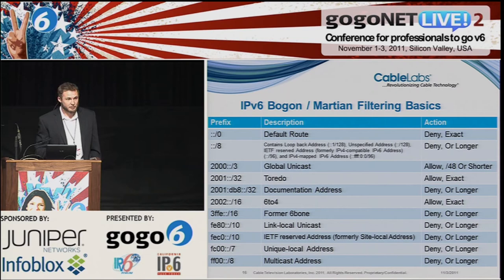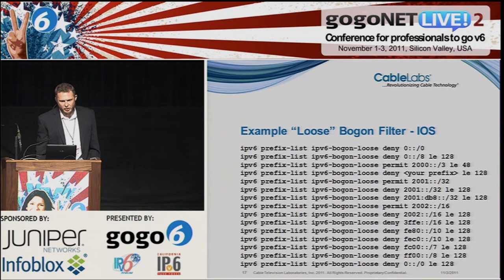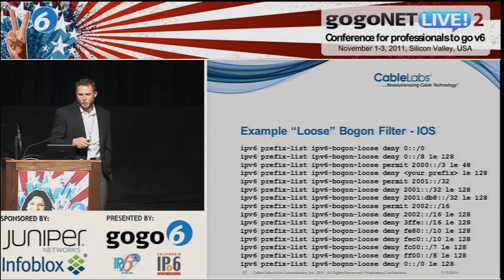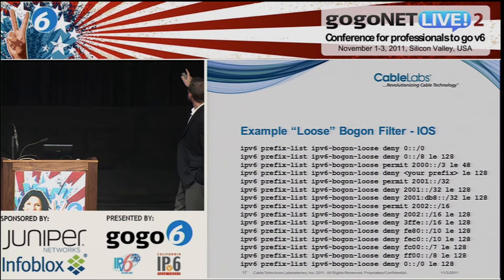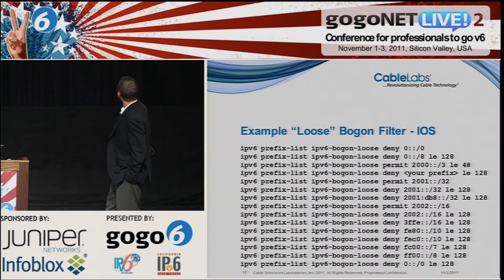And again, I put together a quick example of what I call a loose bogon filter for IOS. It's basically just an IPv6 prefix list based on that table we just saw on the last slide. Again, like I said, you can see in there, the 6to4 space and the Teredo space are allowed at the exact match, but then anything longer is denied. The 2000::/3 space is allowed down to a /48. One thing on here, you want to filter your own routes. You don't want to see your own routes coming back in from your peers or from the internet. And then, of course, the default deny at the end of the prefix list.